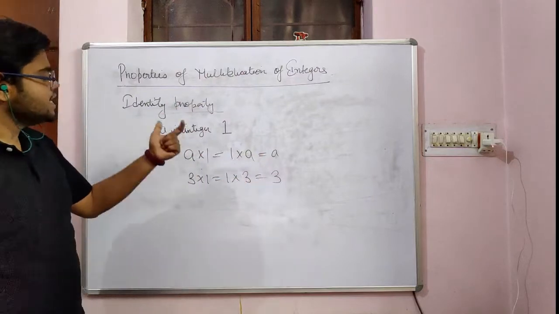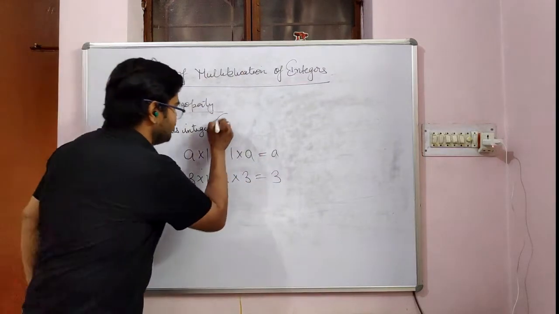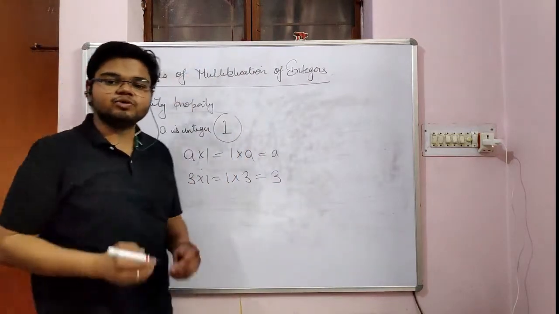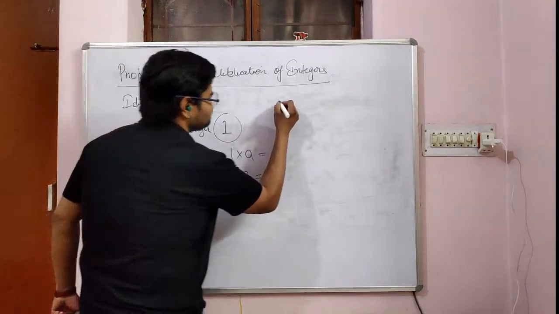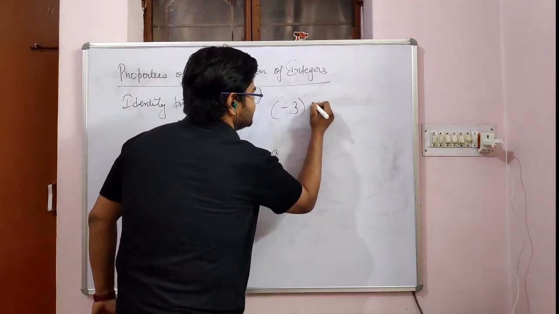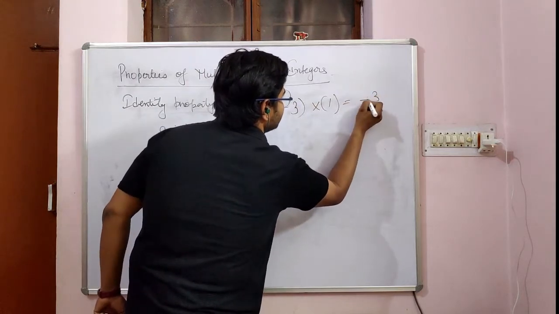So the identity property under multiplication for integers is A into 1 equals 1 into A equals A. That means if you multiply an integer with 1, then there will be no change in the value of the integer. Even if it is minus 3, and if you multiply it with 1, then the result would still be minus 3.